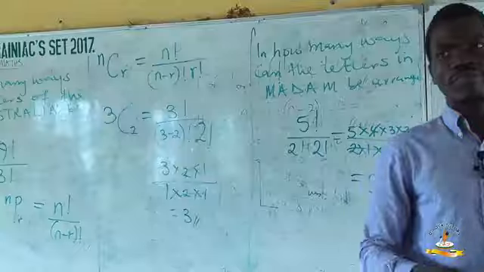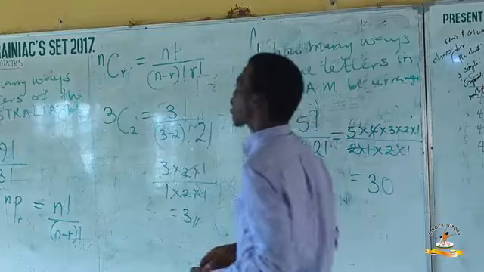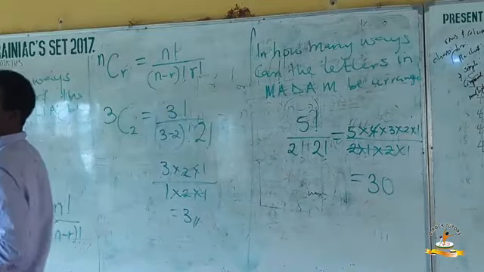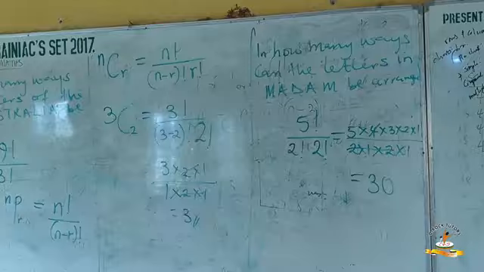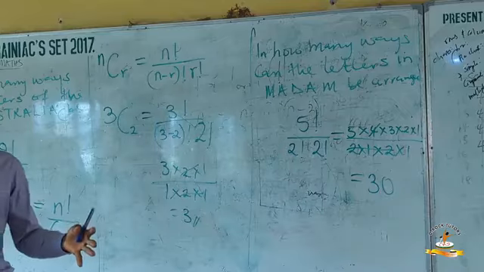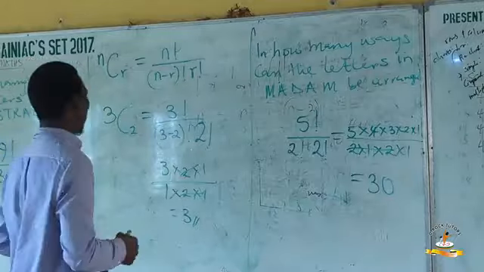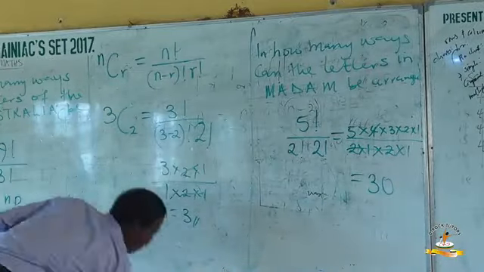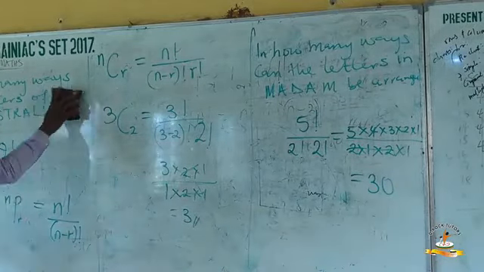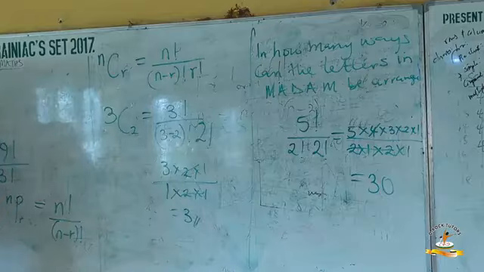But there is a practical application of combination. For instance, let's say in this class we have 20 girls and 35 boys.